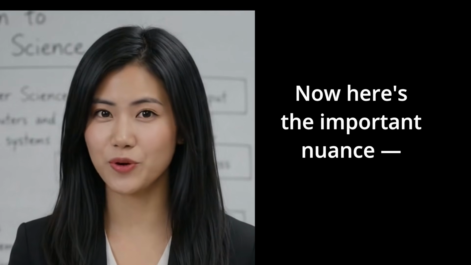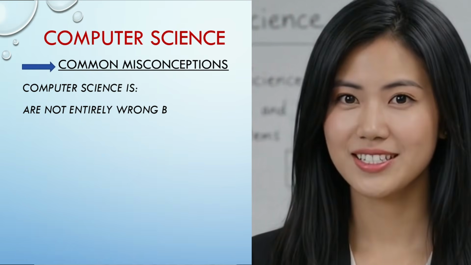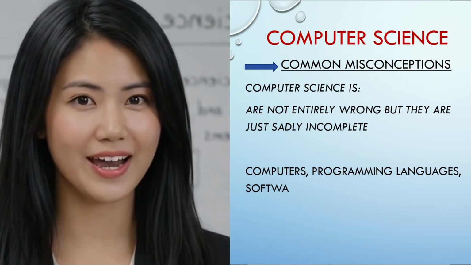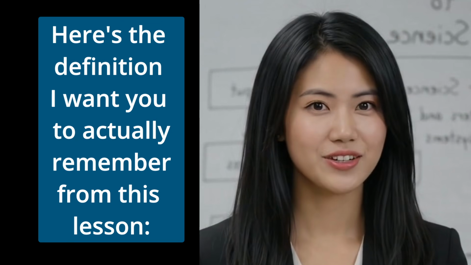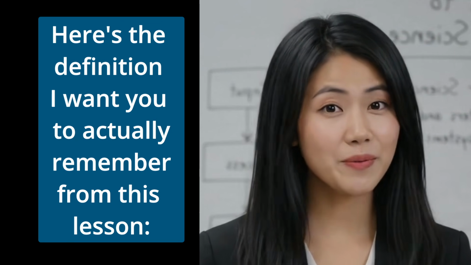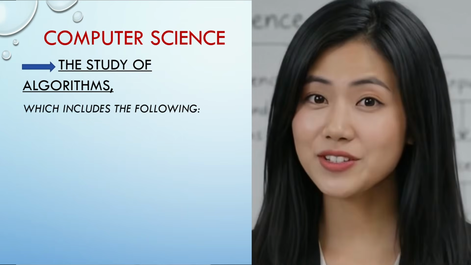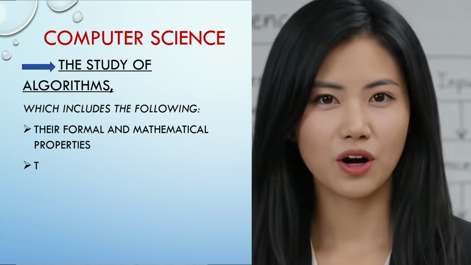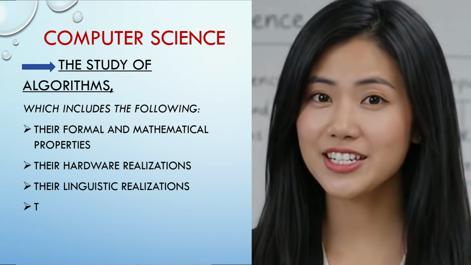Now, here's the important nuance. None of these three misconceptions are wrong, they're just incomplete. Computers, programming languages, software, and applications are all genuinely part of computer science. Here's the definition I want you to actually remember from this lesson. Computer science is the study of algorithms, and that study breaks down into four areas: their formal and mathematical properties, their hardware realizations, their linguistic realizations, and their applications.